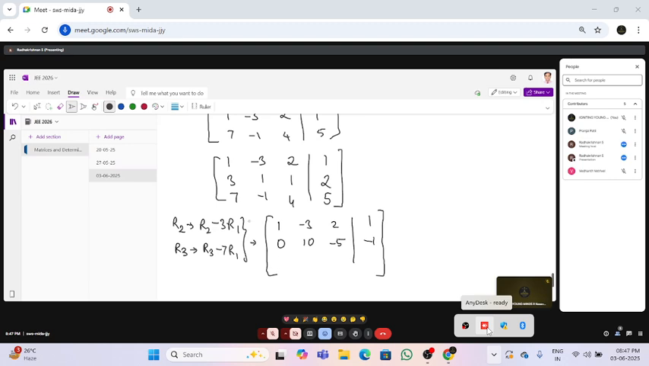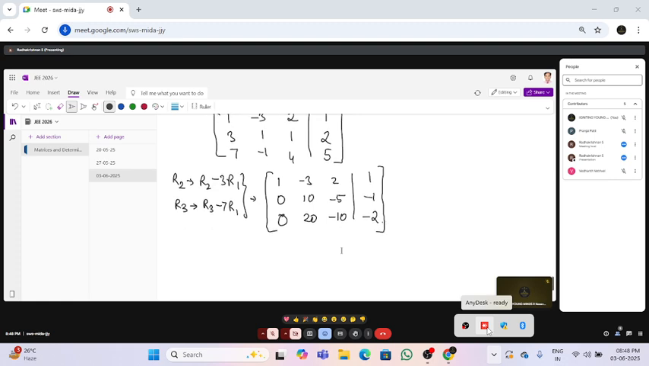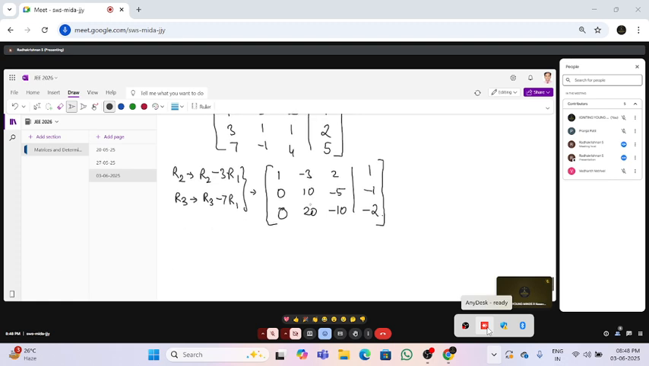Write this one also: R3 minus 7R1. So 7 minus 7 is 0. Minus 1, minus 7 into minus 3 is plus 21, so 20. Then 4 minus 7 into 2, so minus 14, 4 minus 14, and 5 minus 7. Now if you try to make this 0, how can you do that? We change R3 to R3 minus 2R2. Let us apply that.